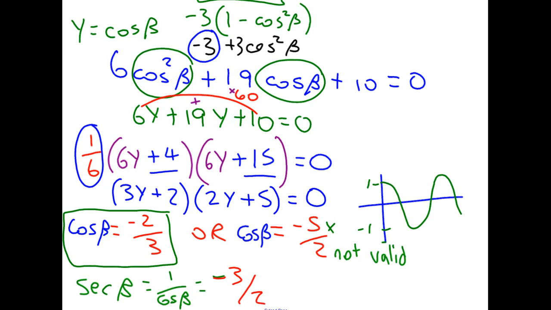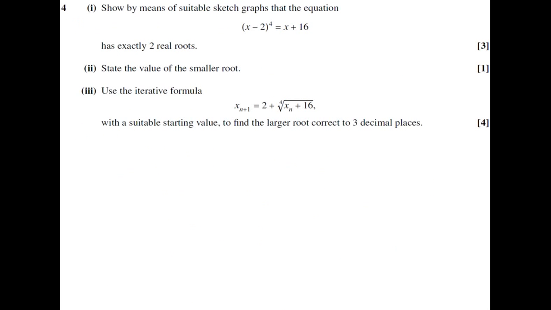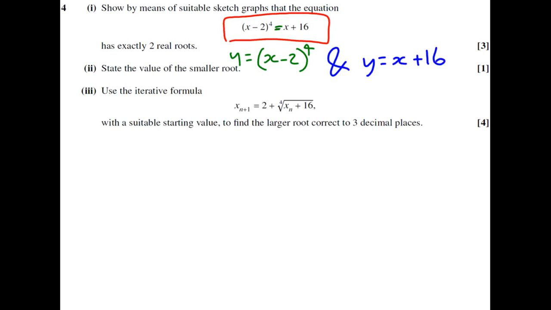Okay, question 4. Show by means of a suitable sketch of graphs that the equation x minus 2 to the power of 4 equals x plus 16. You can think this, the equal sign, separating two different equations. The equations y equals x minus 2 to the power of 4 and the equation y equals x plus 16. Now when they're equal, that is where the graphs intersect. Let's do a little sketch for part I.